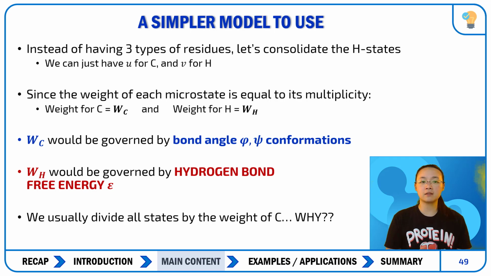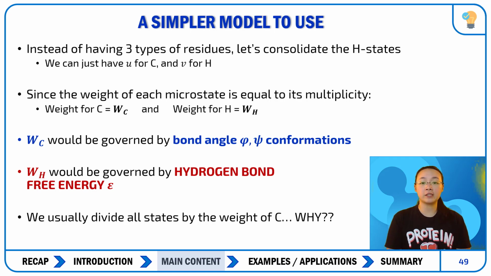WC for the coil state and WH for the helix state. Just want to separate them into two. But we can't forget that the helix state can have a coil neighbor or a non-coil neighbor. So we now have to determine what factors play a role into each state's multiplicity.